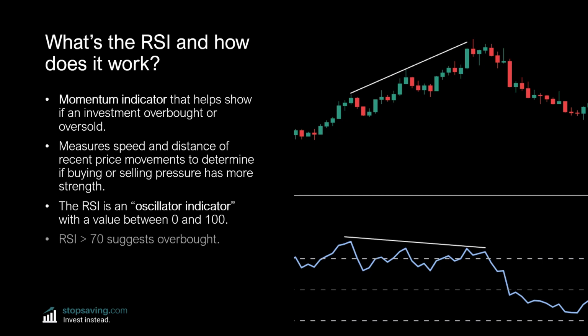When the RSI is above 70, it suggests the asset is overbought. And when the RSI is below 30, it suggests the asset is oversold. And in this video, we're going to learn how to use the RSI the right way in your strategy.